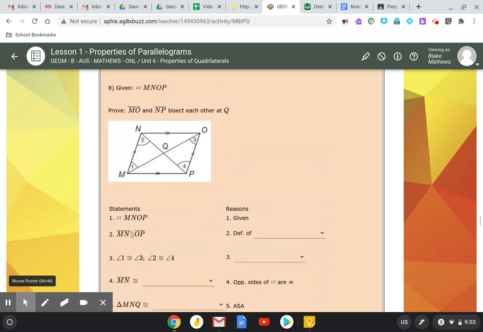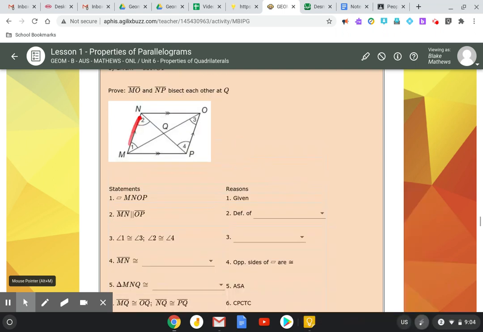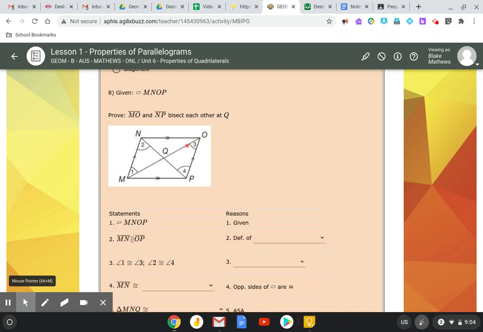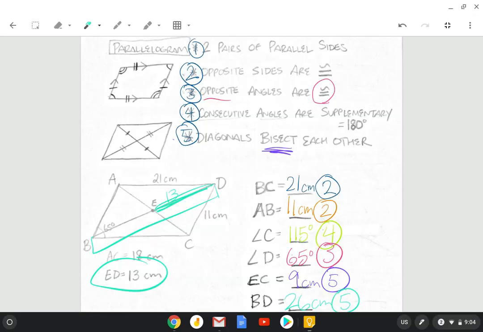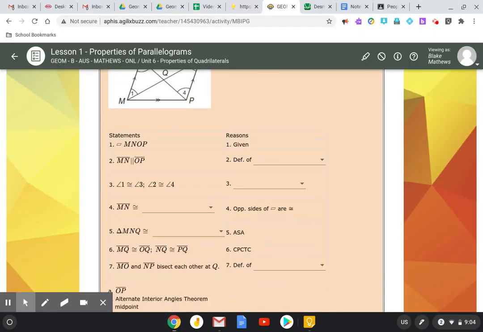So again, they've given us MNOP. That's MNOP. That's this parallelogram right here. And they want us to prove that MO and NP bisect each other at Q. And we know they bisect each other because we learned that in our notes. If you remember, that was the theorem that we had right here. Diagonals bisect each other. So we're going to jump back and say that's what we're going to prove. So let's go through the process.